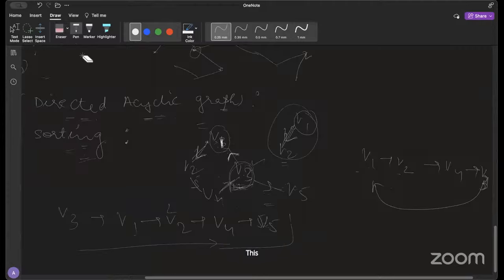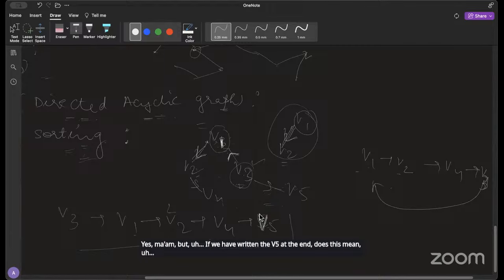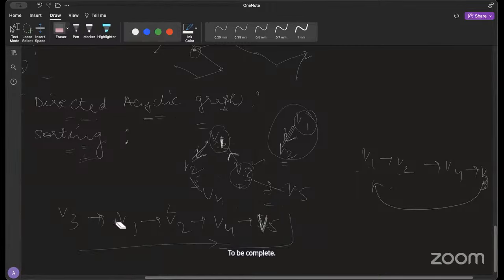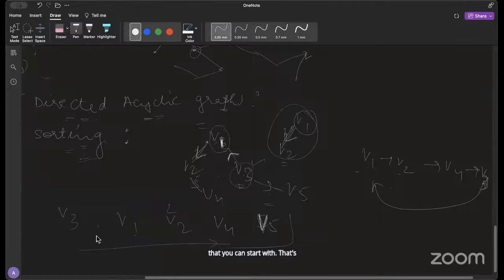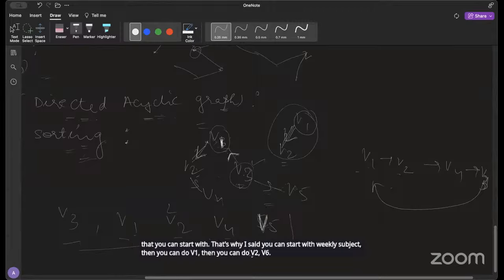This was as per this. When you had this thing, that's when I wrote this. Yes, ma'am. But if we have written V5 at the end, does this mean that V5 requires V4 to be completed? No, this is not a requirement. This is the order that you can do the tasks or the subjects in. These are just orders that you can start with. That's why I said you can start with V3, then you can do V1, then V2. This is just the order in which you should be studying the subjects.